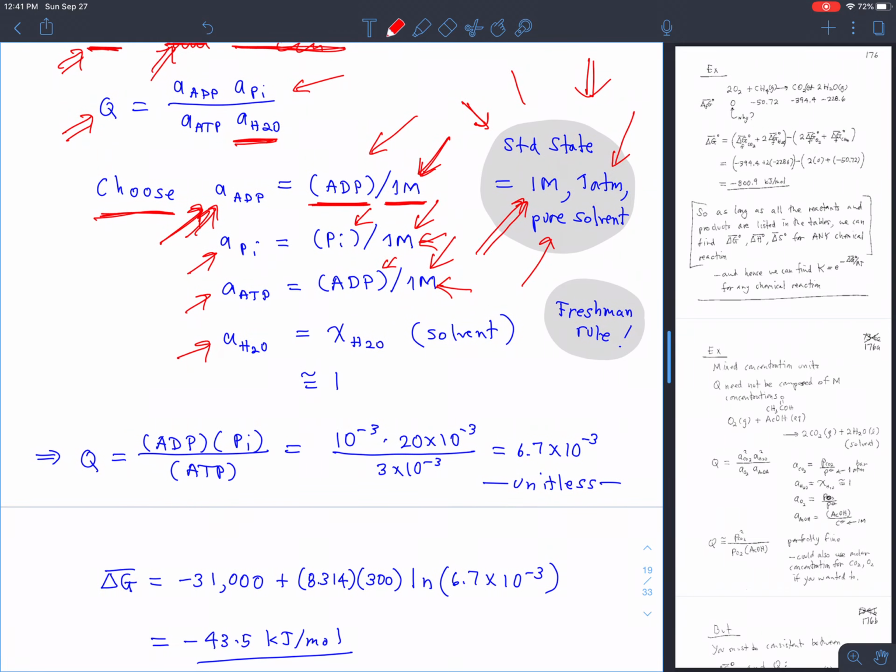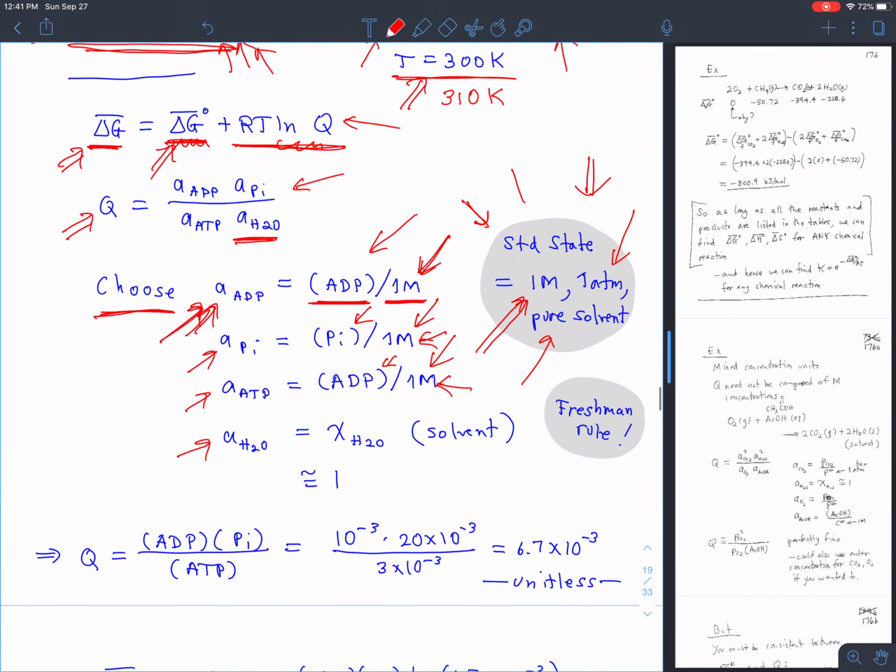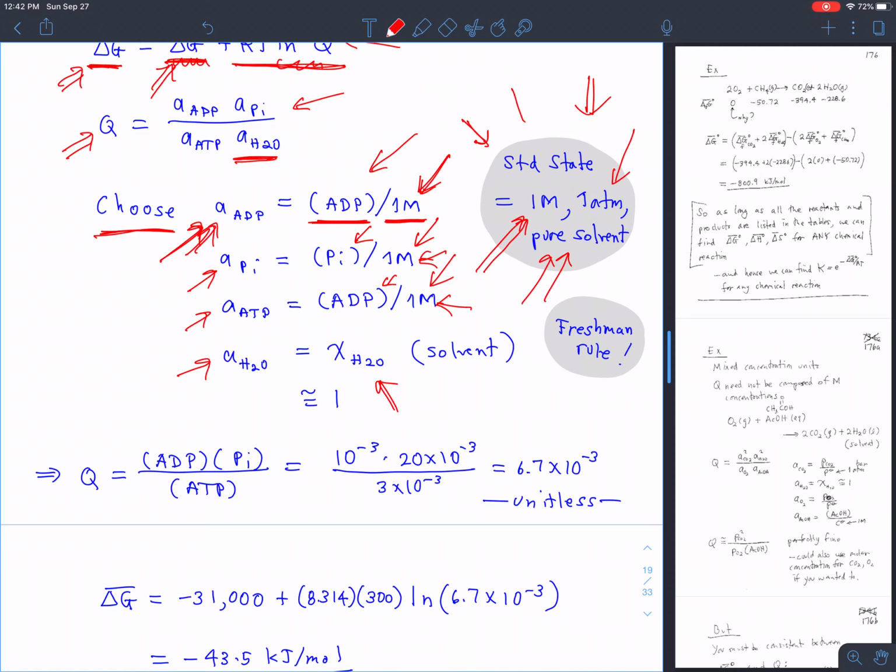But for water, which is a solvent, the standard state condition is for pure solvent, and the choice for activity that goes with that is the mole fraction for the solvent, assuming that all the dissolved species don't represent much of a mole fraction, that water is the dominant chemical species inside the cell, which is in fact the case.